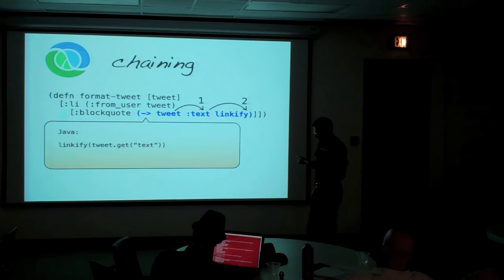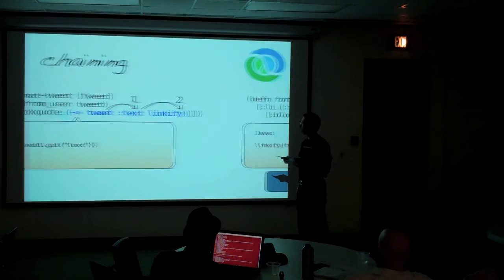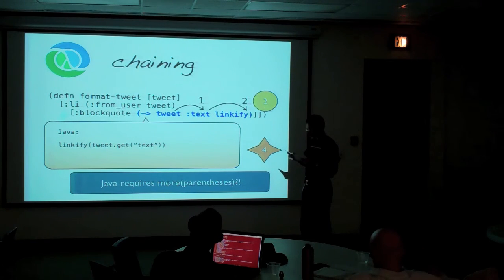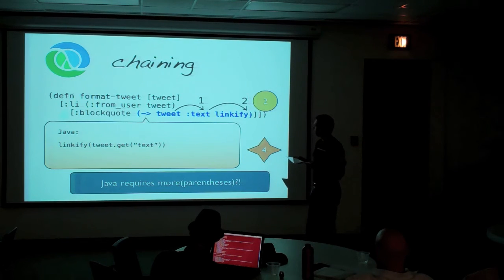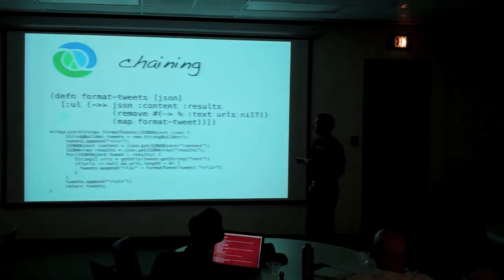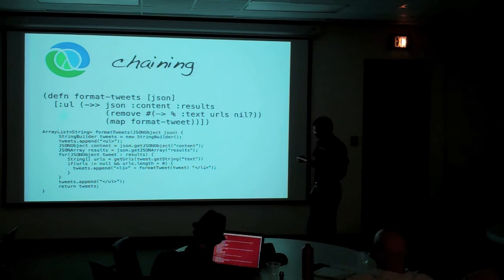The thrush operator can be used to chain functions together. Basically, this takes the first parameter, the tweet, passes it to the function text, and takes its result, passes it to the function linkify. The thrush operator helps the code read left to right instead of inside out like Java, and requires fewer parentheses. The threading operator is similar to the thrush operator, except it takes the parameter and changes it into the last parameter instead of the first.